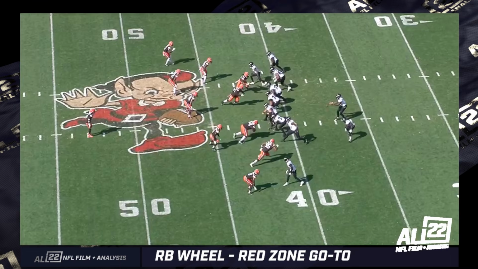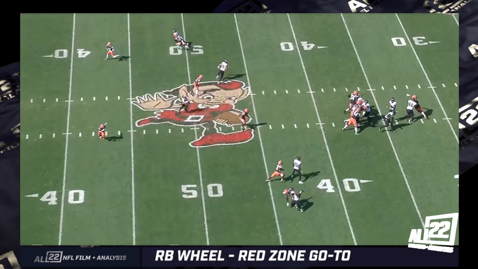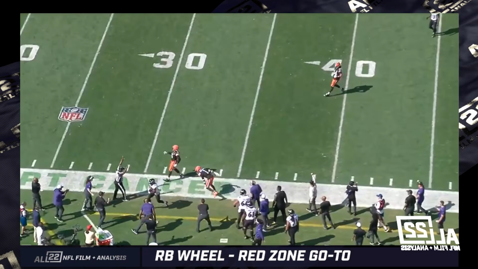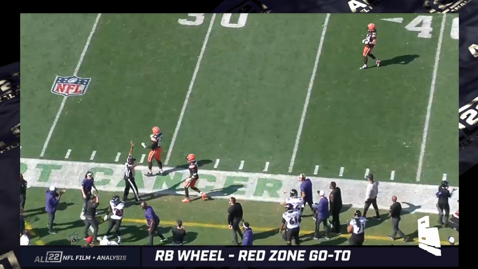JOK really, at this point, still doesn't know that the ball has been thrown. Converts a 3rd and 6. I think that's during the second quarter. To my knowledge, that was the first time we had really seen that concept in the Lamar Jackson era.